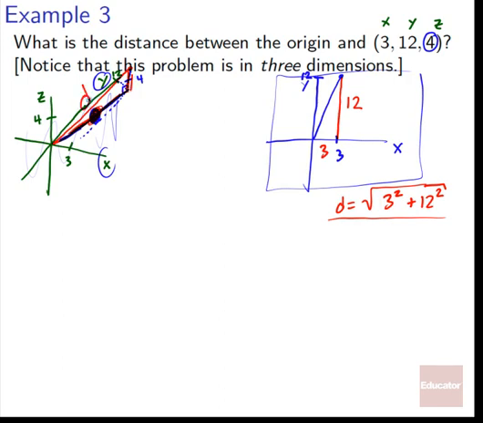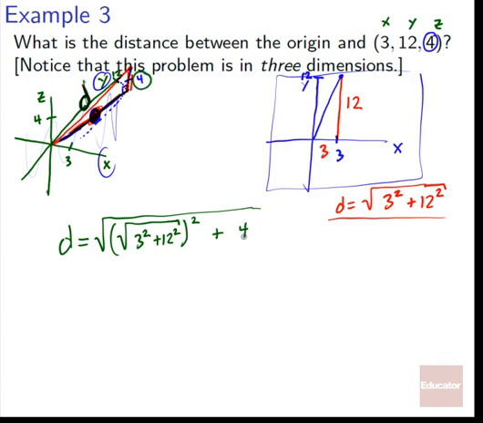So D of our triangle here, let's use a different color. We'll go with green for the distance in our three-dimensional object. So in our three-dimensional object, it's going to be the square root of what it was in the xy plane, that distance squared. So what was it in the xy plane? It was the square root of 3 squared plus 12 squared. That was its distance before, but we have to square it, plus what was the jump that it had up? What was its vertical leap in the z? That was 4, so plus 4 squared.